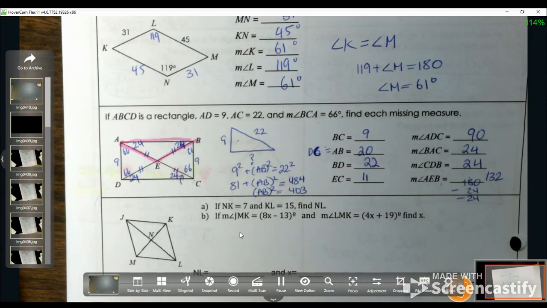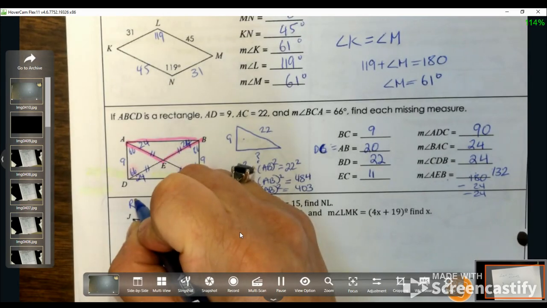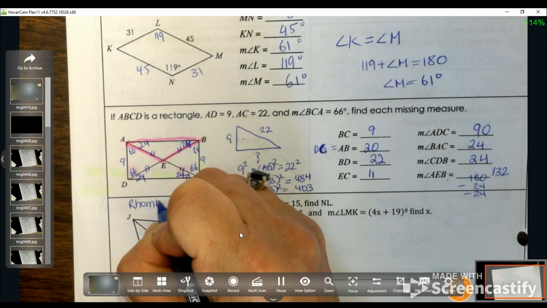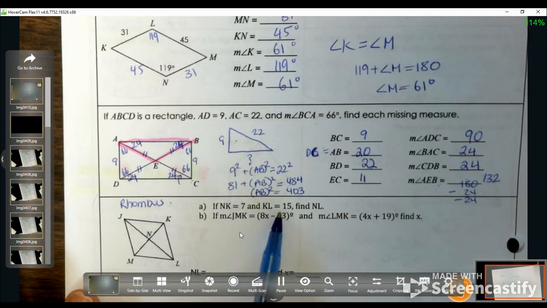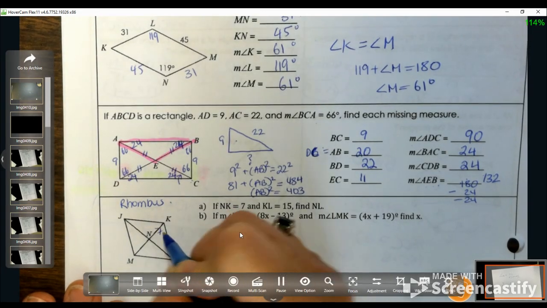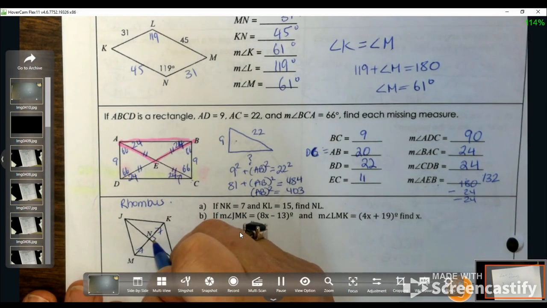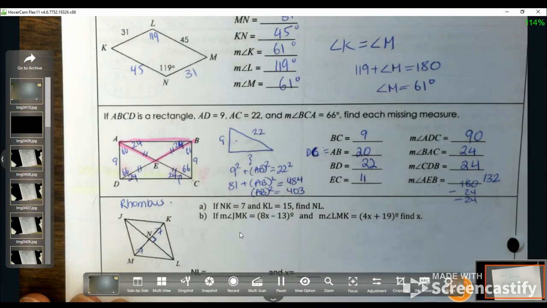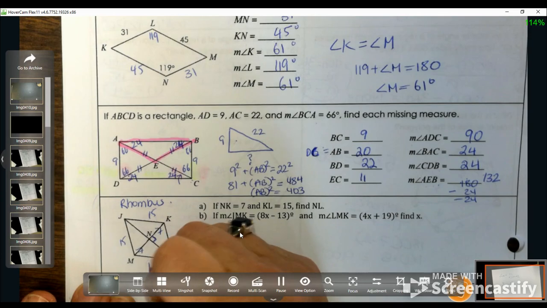Okay, here we go. And now let's look at this. This is a rhombus. That means all the sides are equal. For A, if NK is 7 and KL is 15, so we know all the sides are equal. So where's NK? NK is 7. Okay, that means this is 7. It means we have a 90-degree angle over here for a rhombus. And KL is 15. That means all the sides for a rhombus are 15.